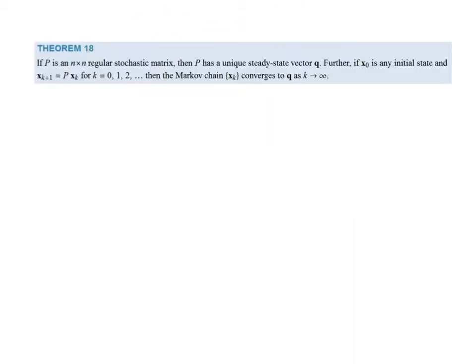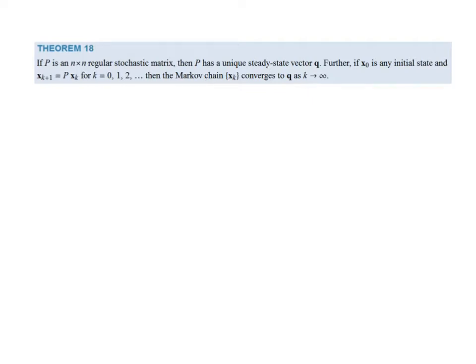Now, you were probably wondering when we would get to a theorem in this section, because that's your favorite part of the course. And here we are. We get theorem number 18. Wow, that's a lot for this chapter. If P is an n by n regular stochastic matrix, and I'll define regular in just a moment at the bottom, what that actually means, then P has a unique steady state vector Q. Further, if x naught is any initial state, and x_(k+1) is P times x_k for k equals 0 through whatever, then the Markov chain converges to Q as k approaches infinity.